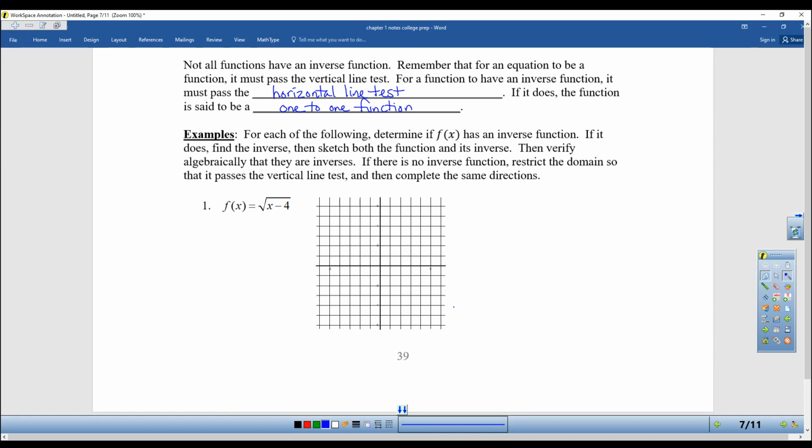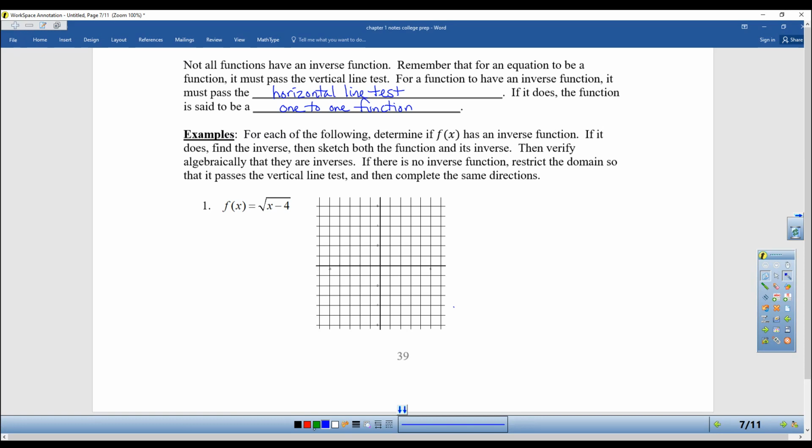So for each of the following, we're going to determine if it has an inverse function. If it does, then we're going to sketch both the function and its inverse. Then we're going to verify that they are inverses. And if there's no inverse function, then we're going to do something to make it so that it has one.